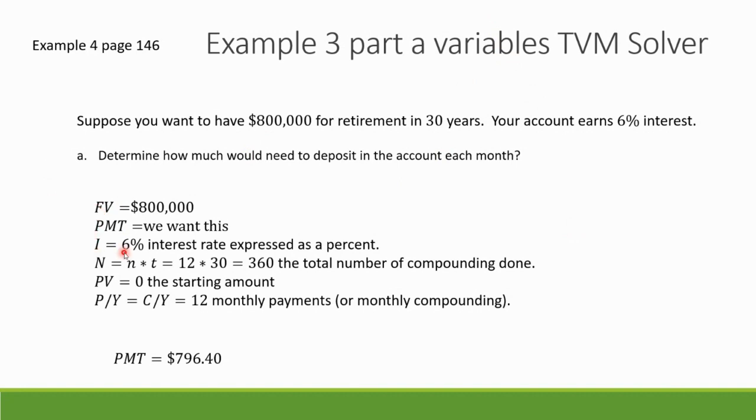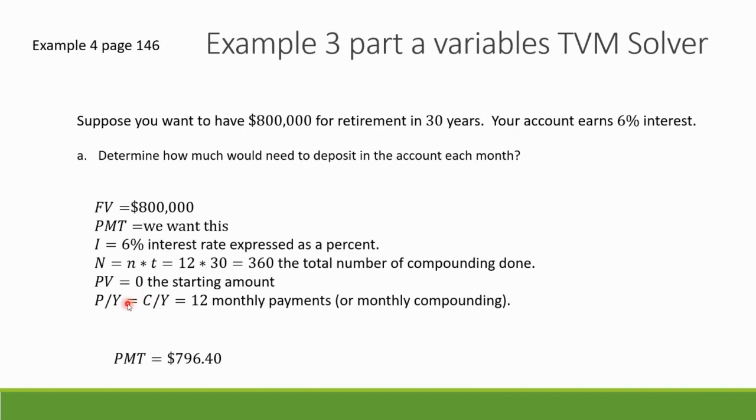I is the interest, but you leave it as a percent, 6% in this case. Capital N, right? That's how often the account is compounded, which in this case is 12 times 30. It's always little n times t. So in this case, it's 12 times 30, which is 360. PV is 0, right? There's nothing in the account to begin with.